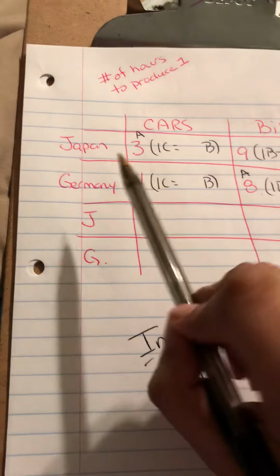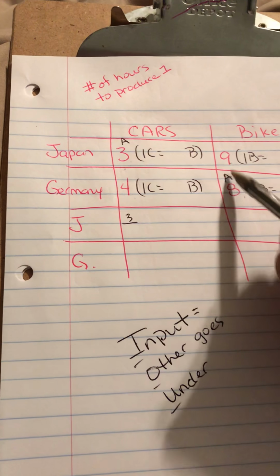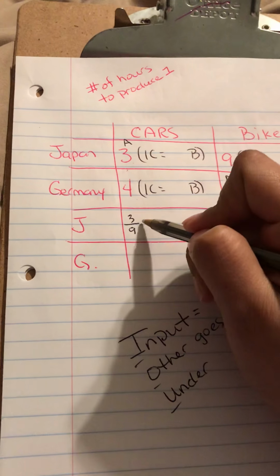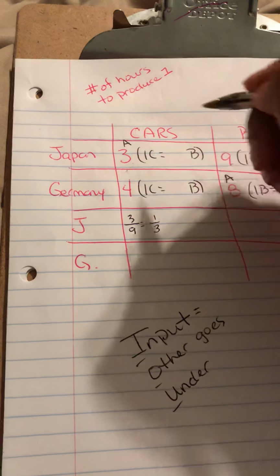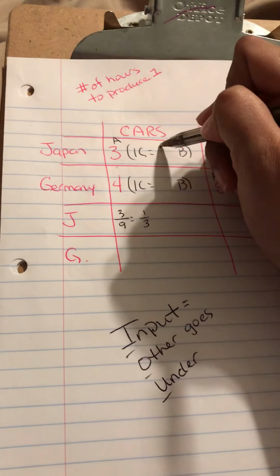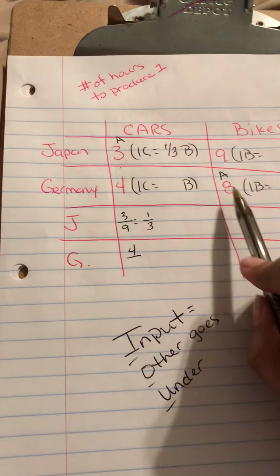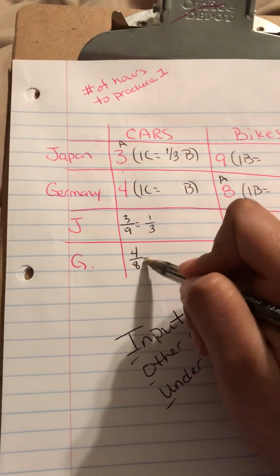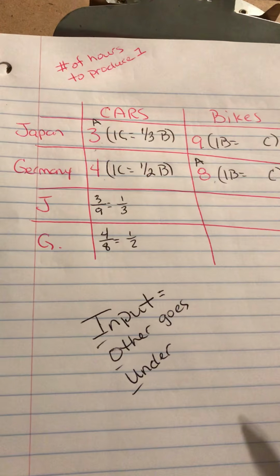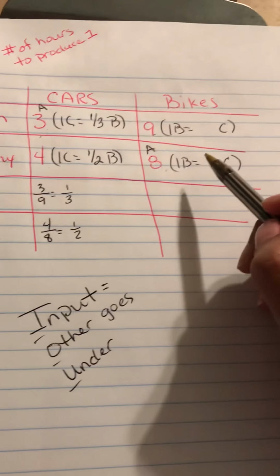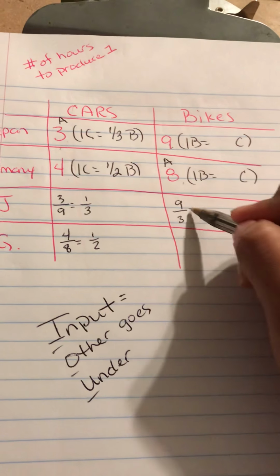Okay, so we're looking at Japan and cars. So they make 3, the other goes under, because they could have made 9 bikes at the same time, reduce, so it equals 1/3. So for every one car, Japan gives up making 1/3 of a bike. And this is the one we're looking at, so the other goes under, and we reduce to 1/2. Coming over here to the bikes, for every one, they make 9, the other goes under, and reduce.